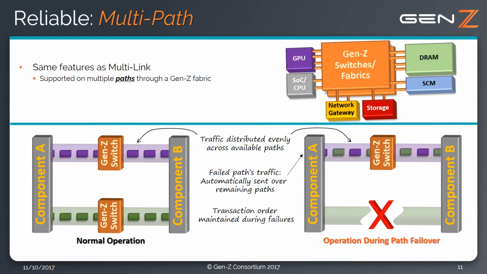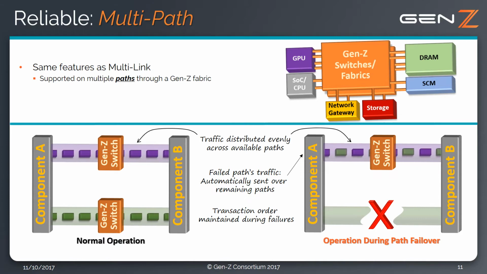The animated figure on the bottom left demonstrates traffic flow if all links and switches are working properly between two components that are connected through two links, one through each of two switches. The integrated Gen Z logic within the components distributes the memory and I/O transactions across the links, load balancing the traffic according to policies established by fabric management.